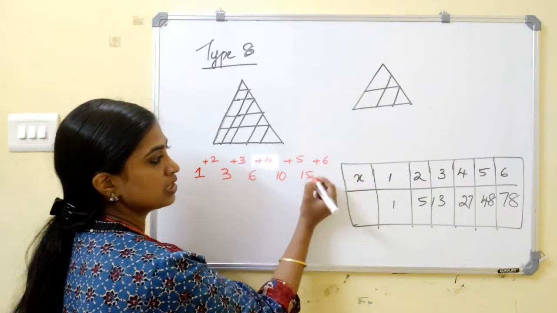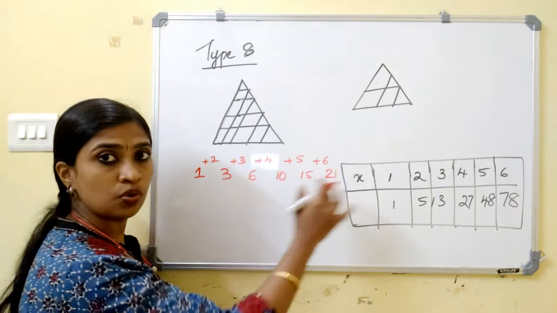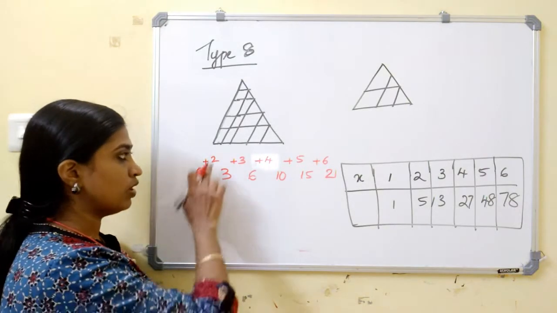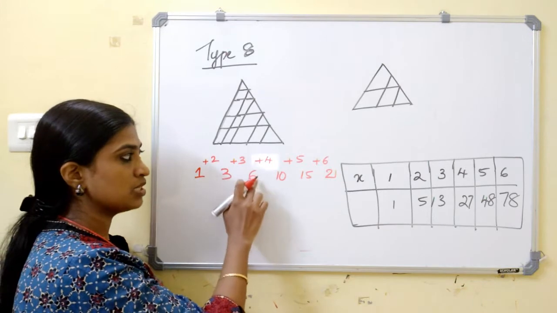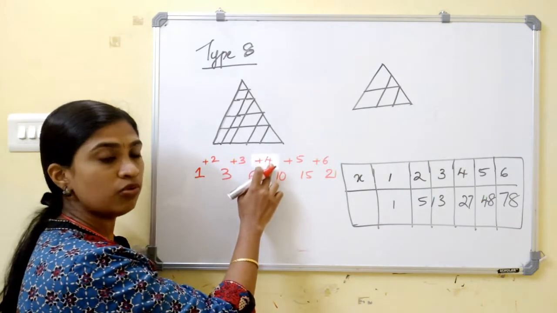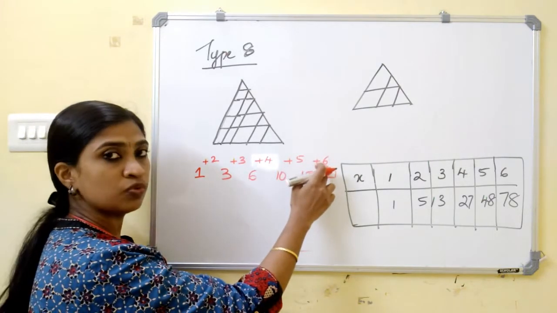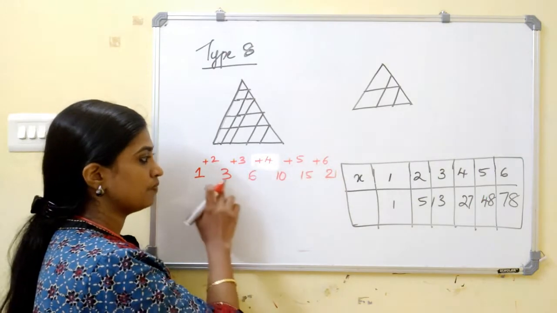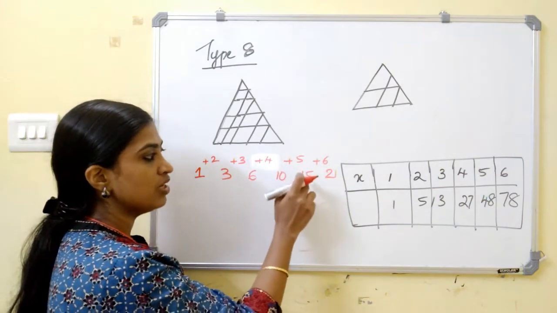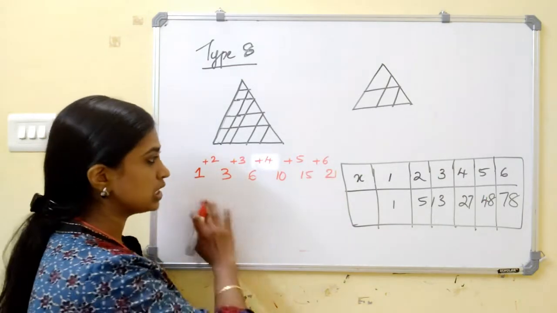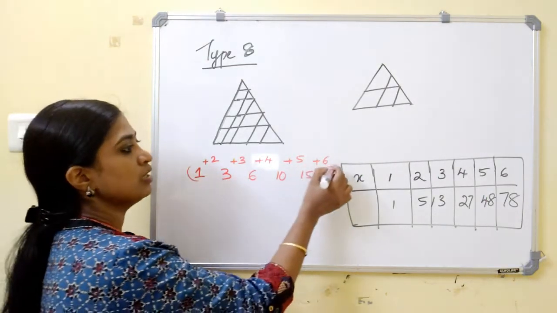15 plus 6, 21. The series goes so: 1, 1 plus 2, 3, 3 plus 3, 6, 6 plus 4, 10, 10 plus 5, 15, 15 plus 6, 21. This is the series. You have to memorize this series.